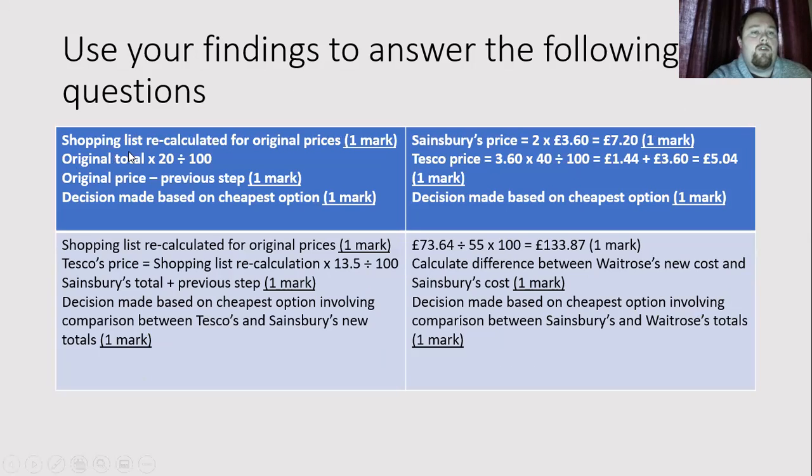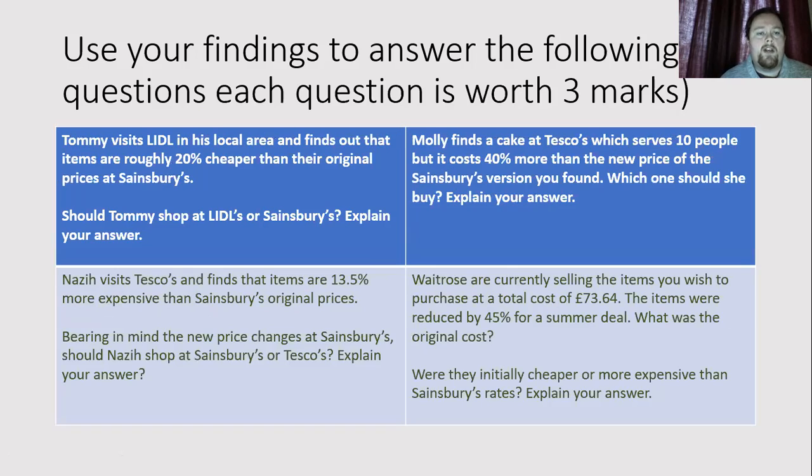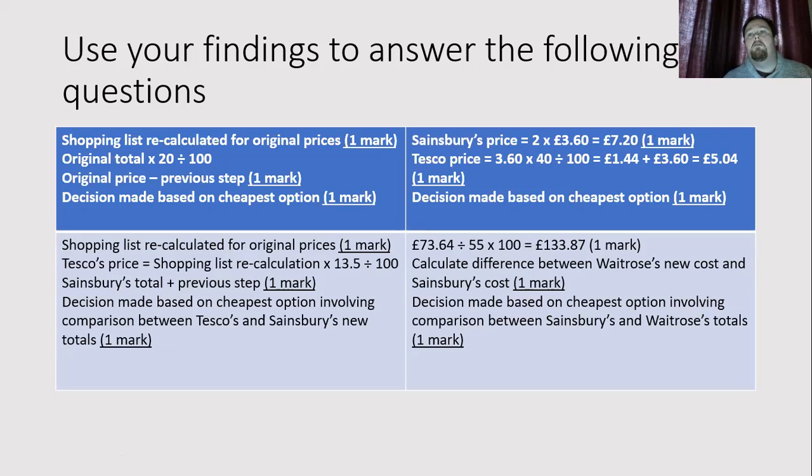So at level 1, for the first question, you get 1 mark for recalculating your shopping list with the original prices. You've got their original total times 20 divided by 100. Then the original price minus the previous step. That's another mark. Decision made based on the cheapest option, 1 mark. There wouldn't be much point in a question like this asking should they shop here or there if it wasn't about money. Answers like "Sainsbury's stuff is better quality than Tesco's" don't really come into the maths.